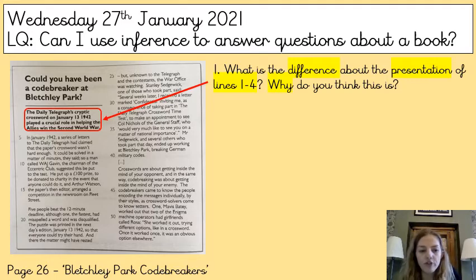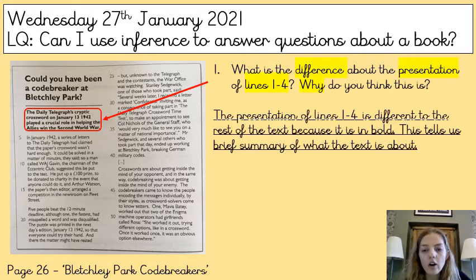Okay, so I would look here for lines 1 to 4, so where the red box is. Now it's in a bold font. Okay, so the reason why it's different to the rest of the text is because it is in this bold font. Now the bold font is showing you the important information. Now, I'm not saying the rest of the text isn't important because it is, but this bit is telling us a brief summary about what the rest of the text is going to be about. It acts a little bit like a blurb on the back of a storybook. Okay, so it's telling us a brief bit of information about what the rest of the text is about. Okay, so you know then as the reader whether you want to read on or not.